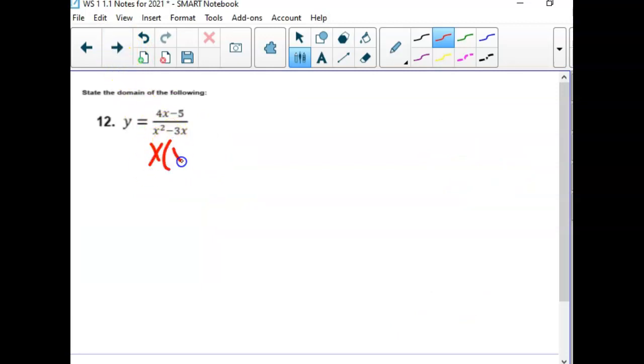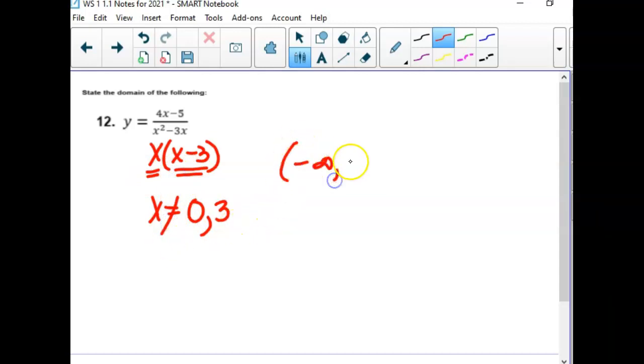This one, if you factor the denominator, what two numbers would make that 0? 0 for this guy or 3. So x cannot be 0 or 3. And if you had to write that in interval notation, it would be really messy.